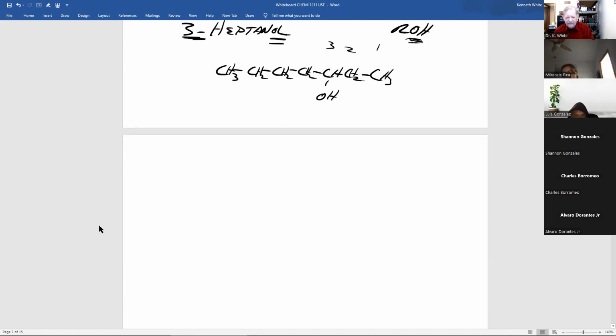Let's do another one. And here's one for you, 2-tert-butyl, 1-decanol. Remember, all this material on alcohols is for test 2, not test 1.